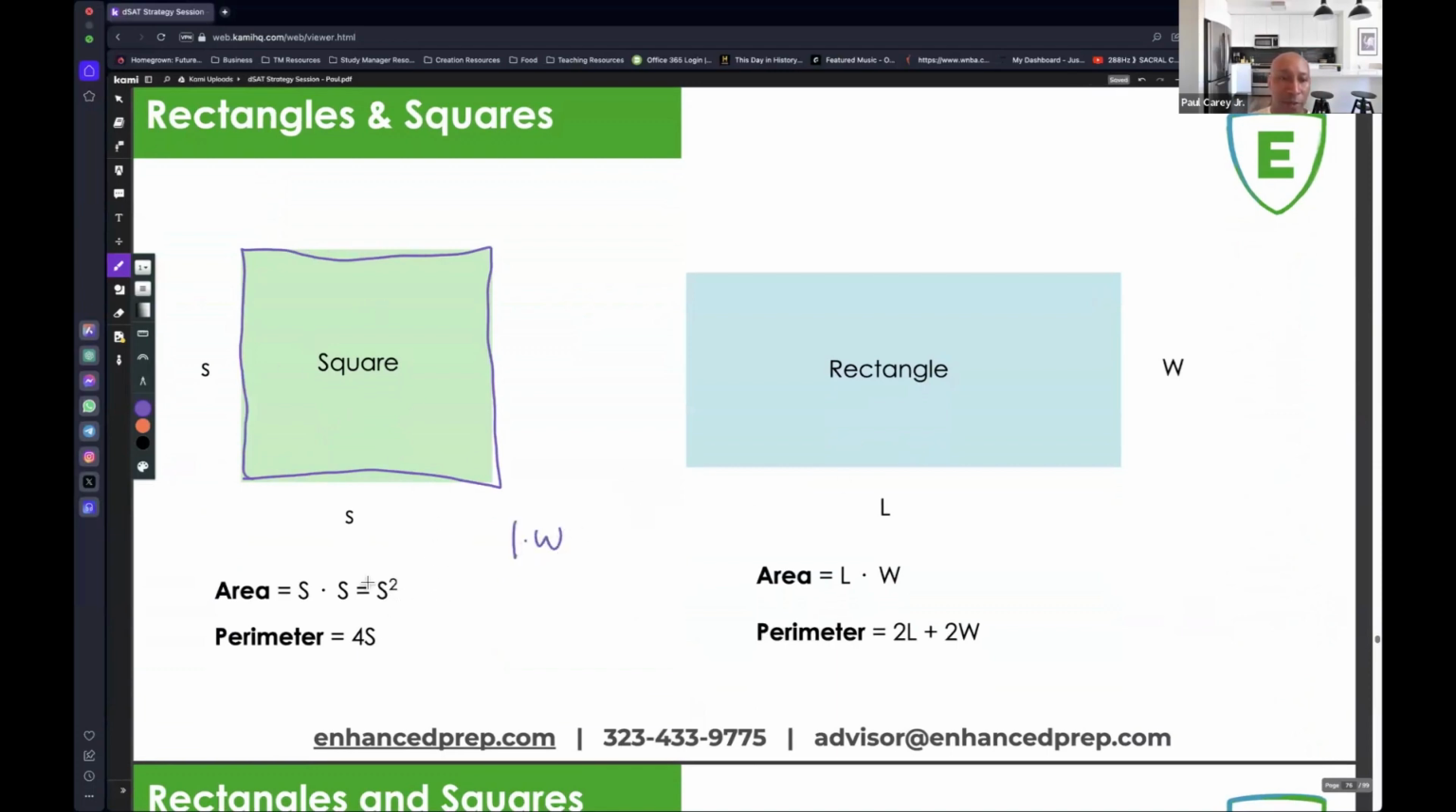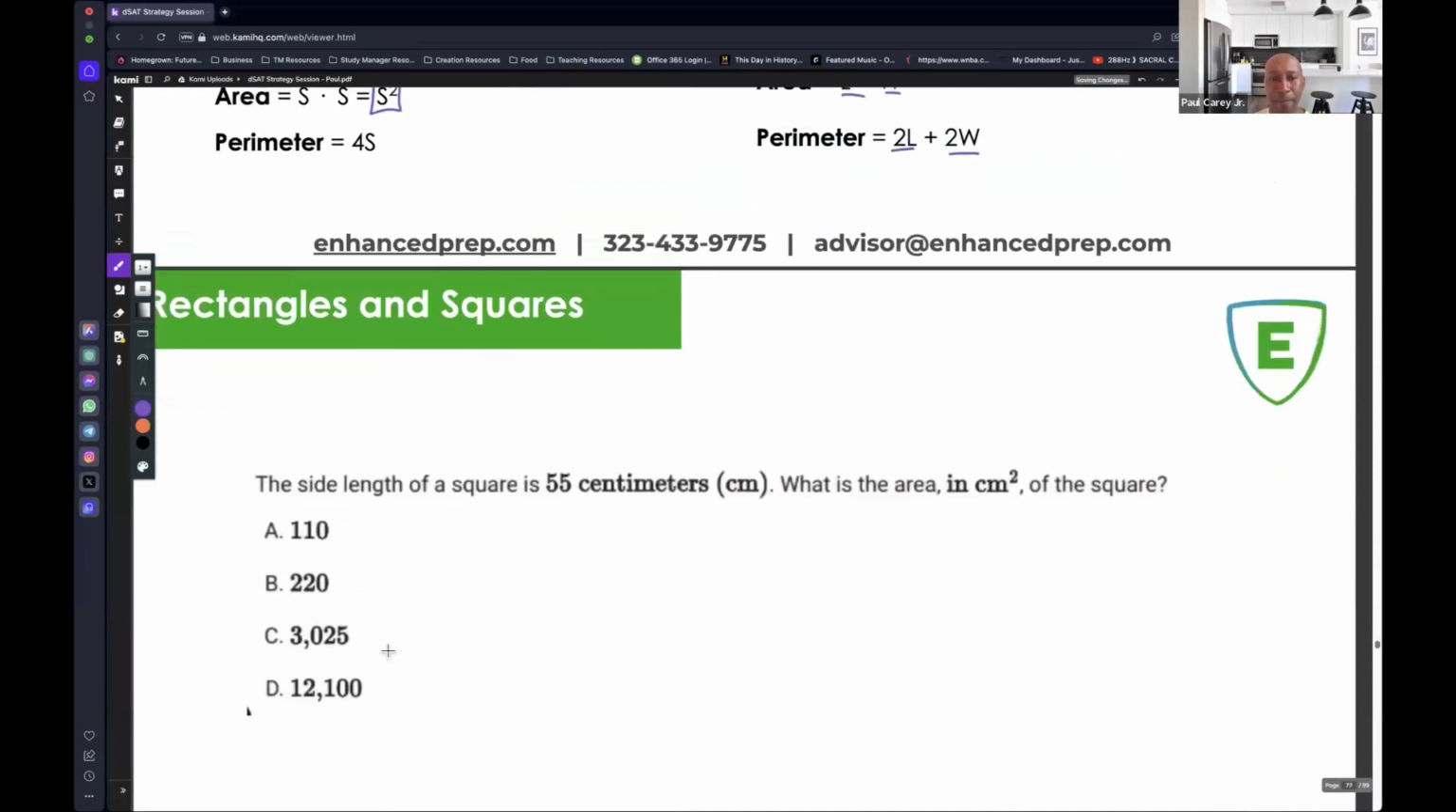Just so happens that with your squares, they're both going to be the same. So you want to keep those squared. And then for your rectangle, it's going to be your 2 length times your 2 width for your perimeter. And then your area is going to be your length times your width, okay?